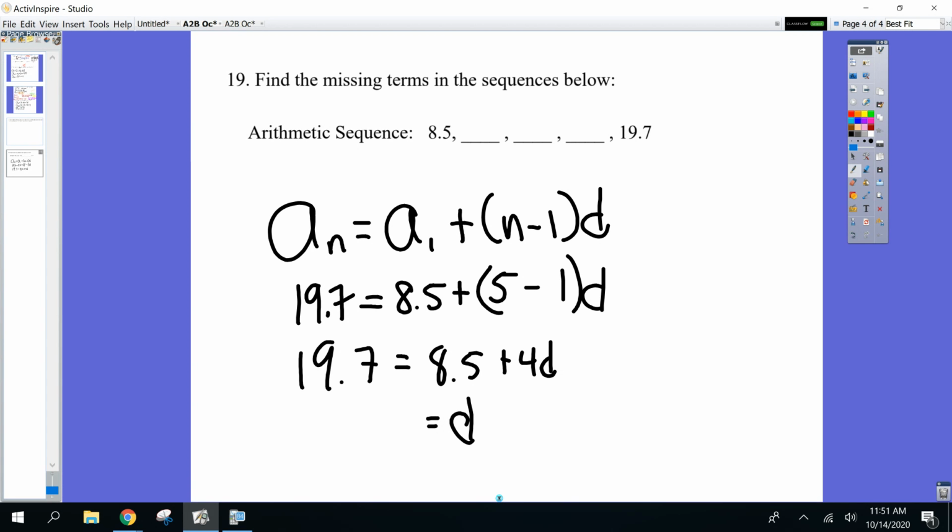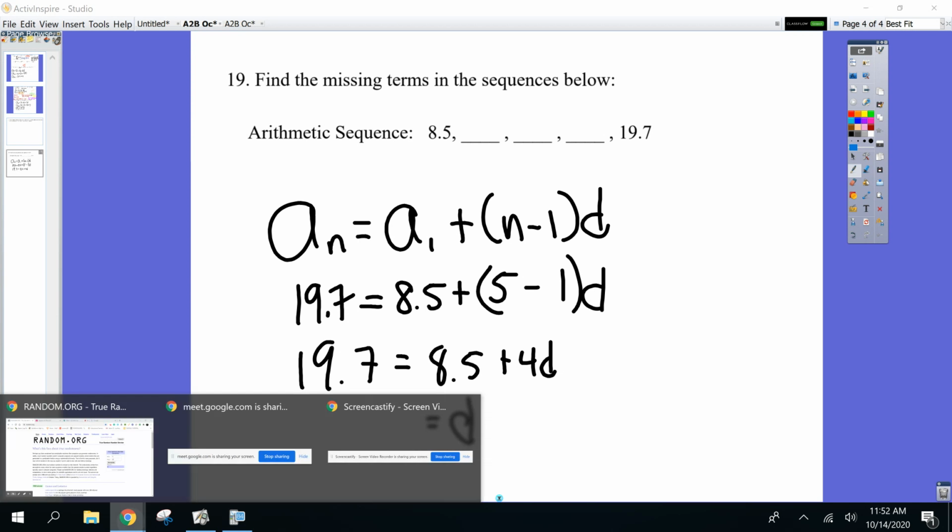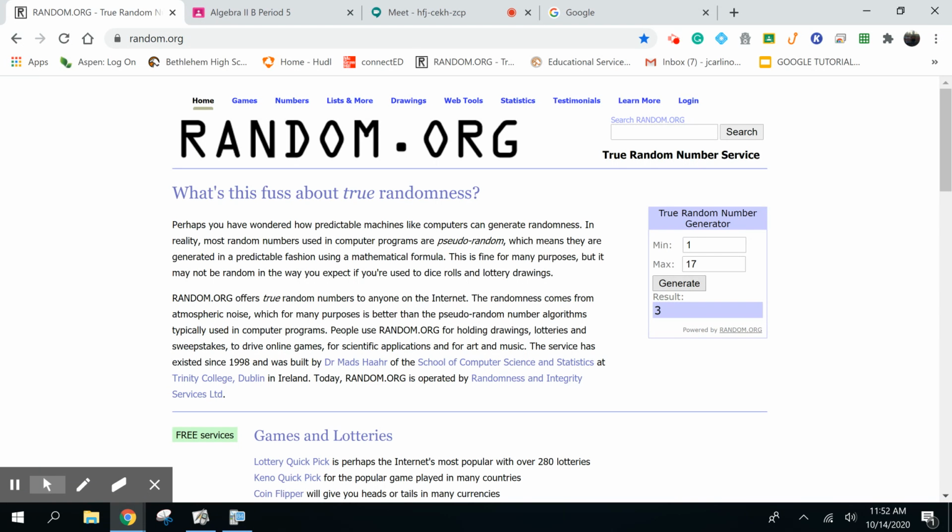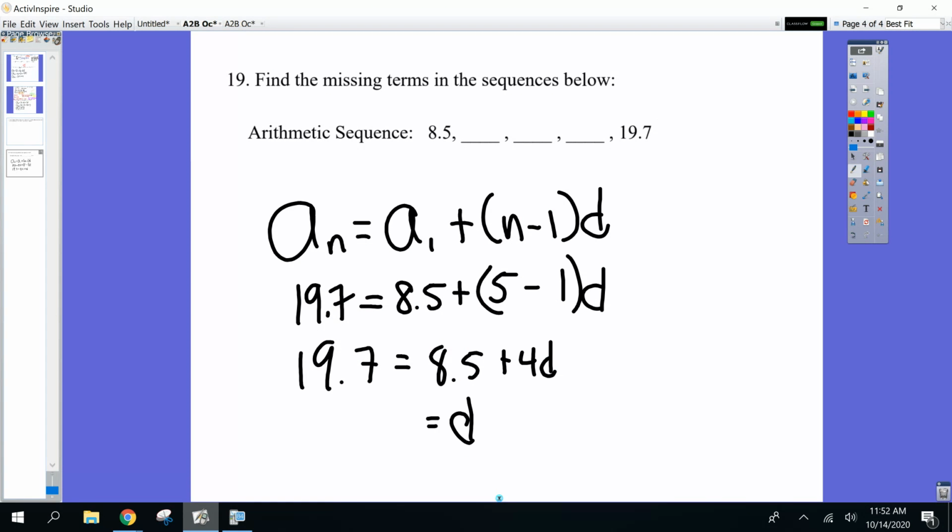And this is why you don't guess and check, because I highly doubt many of you would figure out what you're going by here. When you get the D value, let me know. Anna, there we go. 2.8. Thanks, Nick. Okay, use it now. If the D value is 2.8, what are my 3 missing terms in that sequence?